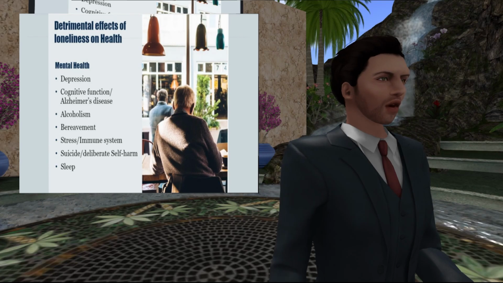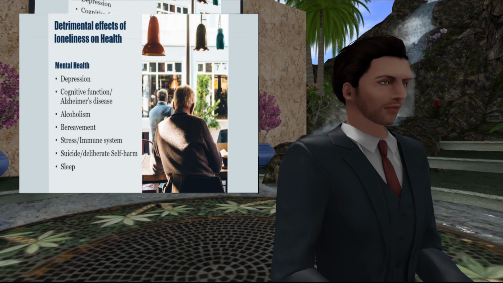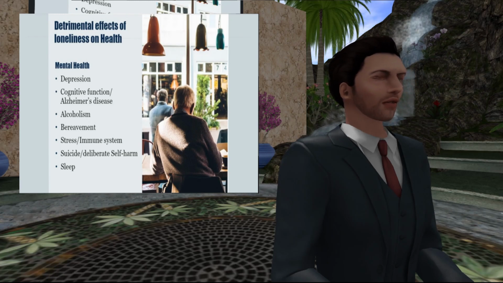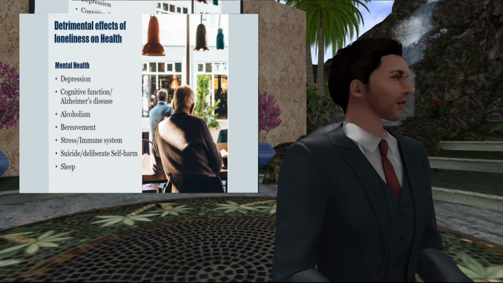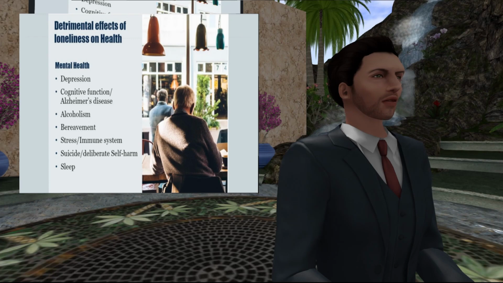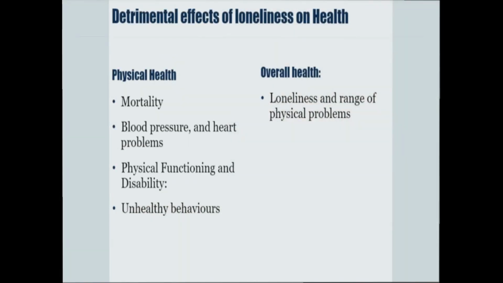Social effects include substance misuse, for example alcoholism, bereavement, stress, lower immune system due to stress, suicidal ideation and self-harm, and lack of sleep. When we look at physical health, there is an increase in mortality, higher blood pressure, heart problems, reduced physical functioning and disability, and unhealthy behaviors, which overall will have an impact.